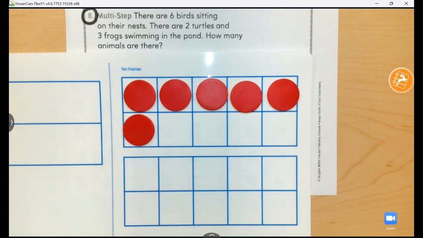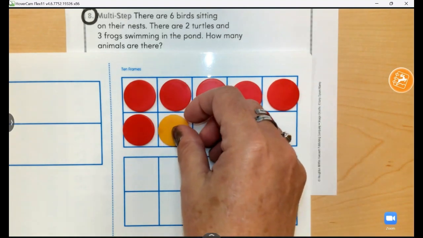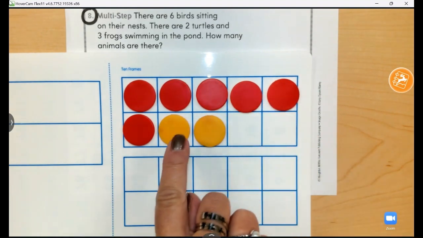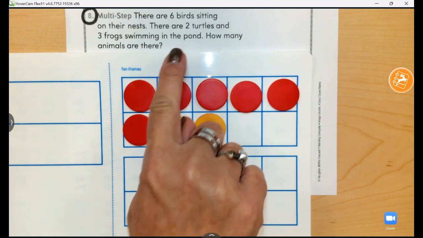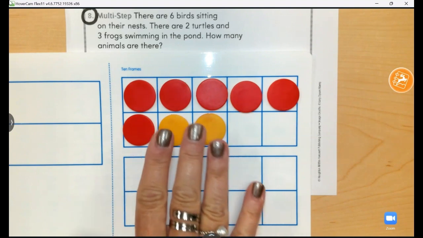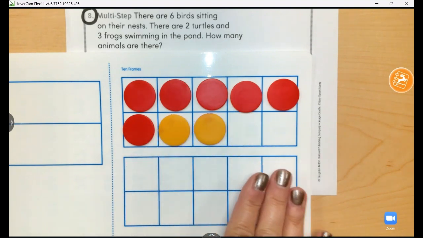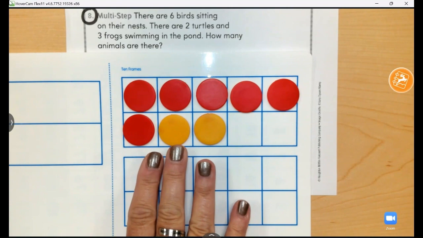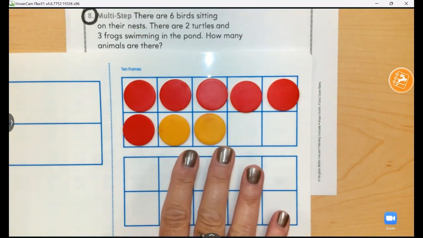So then what else do we know? We know that there were 2 turtles and 3 frogs swimming in the pond. Well, we have to start with the first thing first, and that was the 2 turtles. So let's go ahead and put our turtles in. And I'm going to put my turtles in with a different color just to represent to my students that this is a different part of the story. Now, when we get to addition and subtraction, we may be thinking of the other color as taking it away. But for this purpose, as I'm guiding them through this representation, I just want them to see that this is another part of the representation.